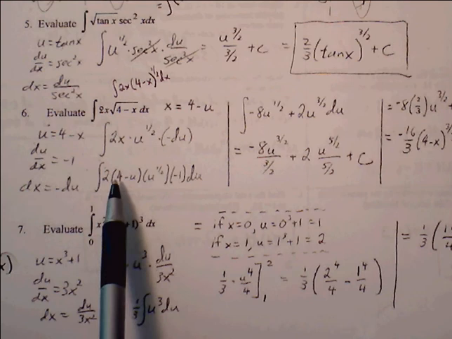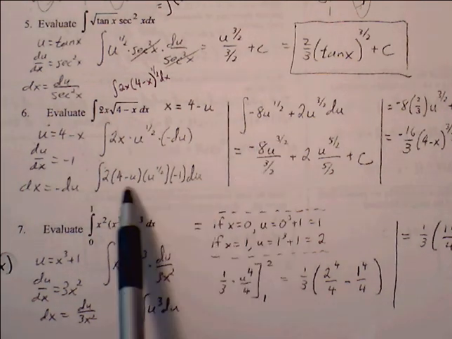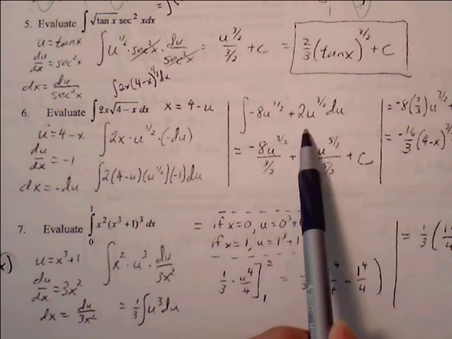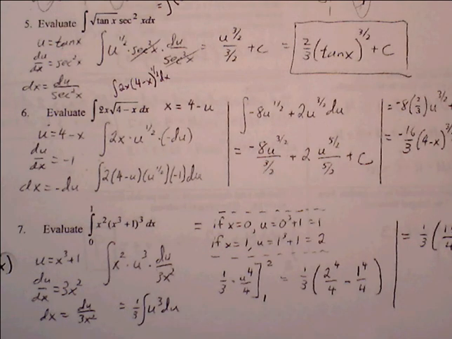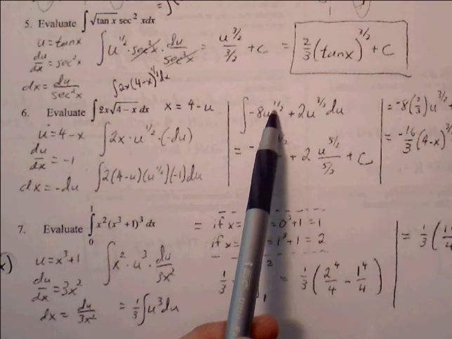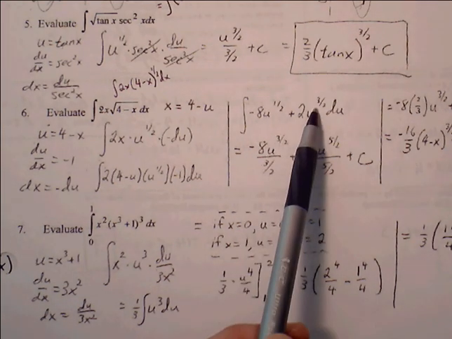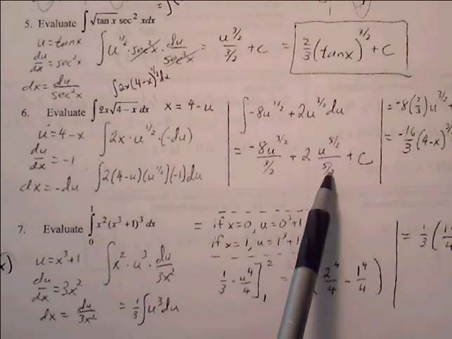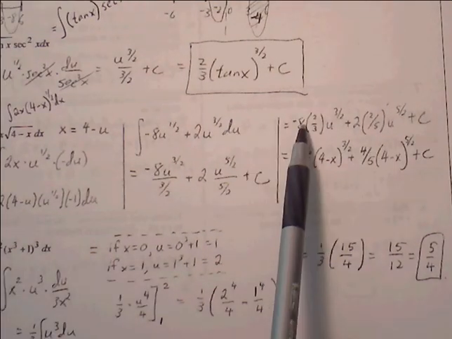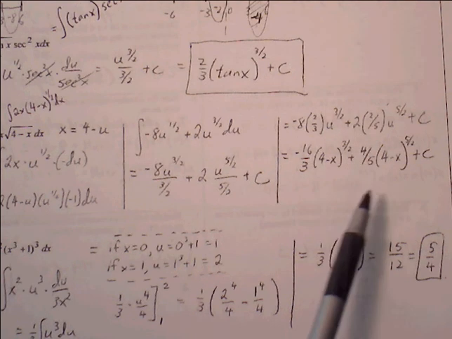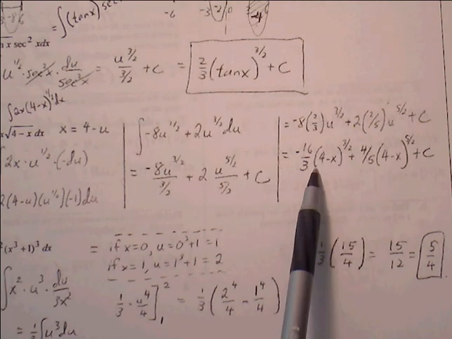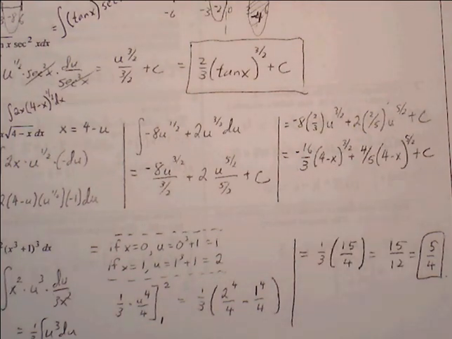I can just distribute everything and set it up for power rule. So distribute this through. I get negative 8u to the 1/2, plus 2u to the 3/2. Both terms are set up and ready for power rule. Add 1 to the exponent, so 1/2 plus 1 is 3/2 over 3/2. 3/2 plus 1, the same thing as 3/2 plus 2 over 2, so 5/2 over 5/2. Flip the denominators up to the top, and we get negative 16 over 3 and 4 over 5. And now we can replace our u back in terms of the original variable, which is 4 minus x. And don't forget the plus c.